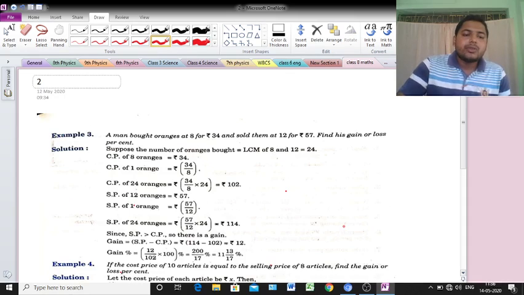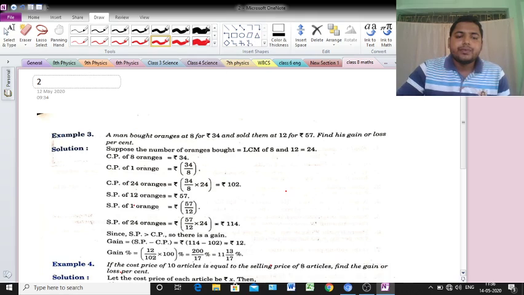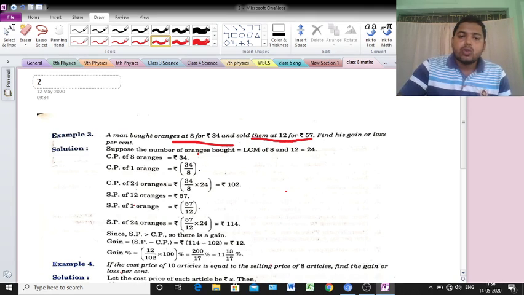So at first you should read the question properly. What is the given data? A man bought oranges at 8 for rupees 34 and sold them at 12 for rupees 57. Find his gain or loss percent. So what is the given data? A man bought oranges at 8 for rupees 34 and sold them at 12 for rupees 57.